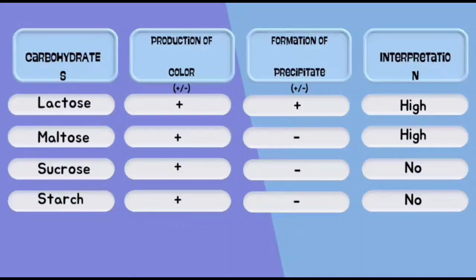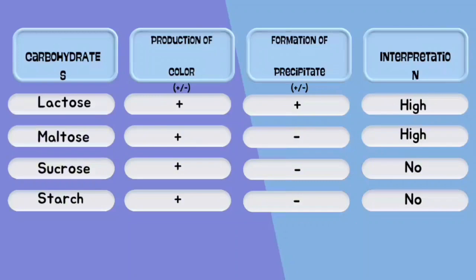So now let's review the results of lactose, maltose, sucrose, and starch. For lactose, we see a positive color change and precipitate formation, indicating a high reaction. Maltose also shows similar results with a high reaction interpretation. And sucrose produces a color but no precipitate, meaning there is no significant reaction. Likewise, starch shows a color change but no precipitate formation, resulting in a no reaction interpretation.